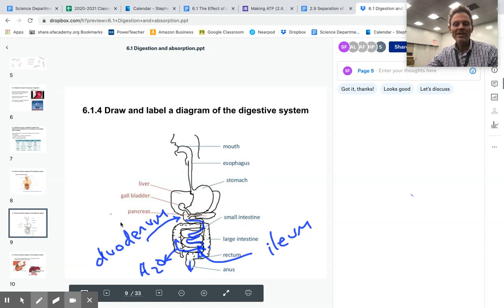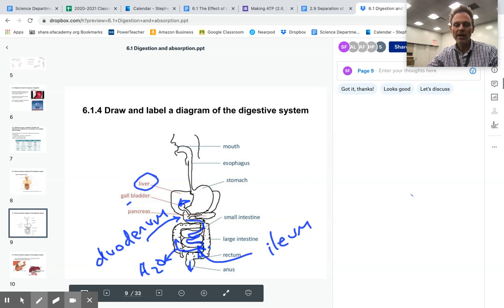Over here, these are things that are not specifically involved in the tube. So the liver here is going to produce bile that's going to be stored in the gallbladder, and that's going to be helpful in mechanically digesting some of your fats. And the pancreas, like I said before, is your enzyme factory.